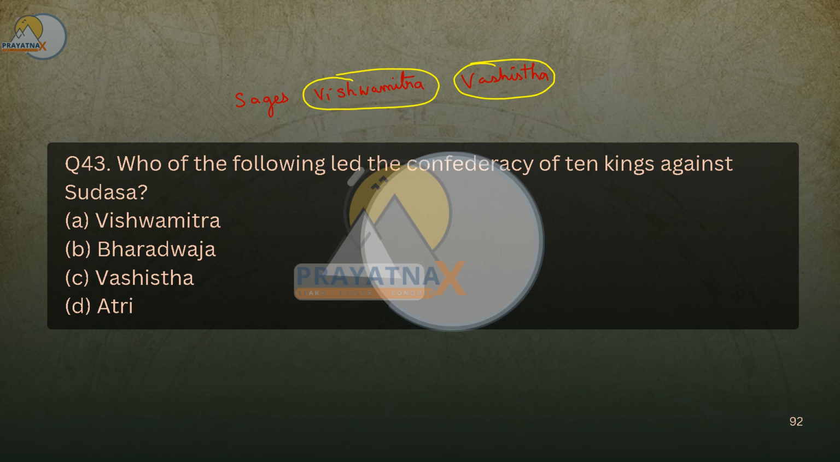So, who of the following led the confederacy of the 10 kings against Sudas? Sage Vishwamitra basically led the alliance of 10 kings against Sudas. Now, he was obviously victorious in this. So, the correct answer for this would be option number A. Moving on to the next question.